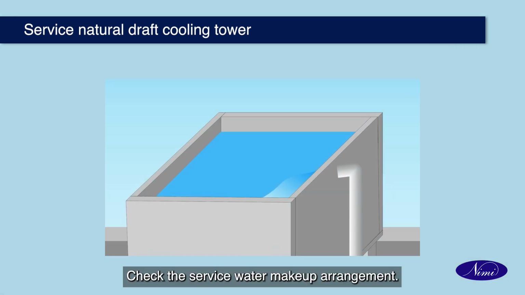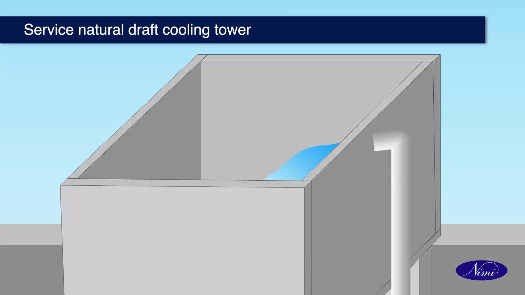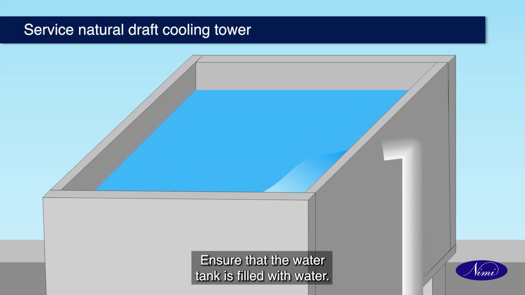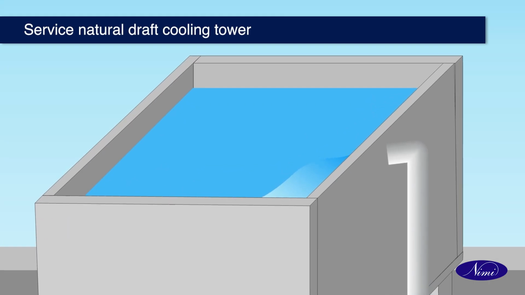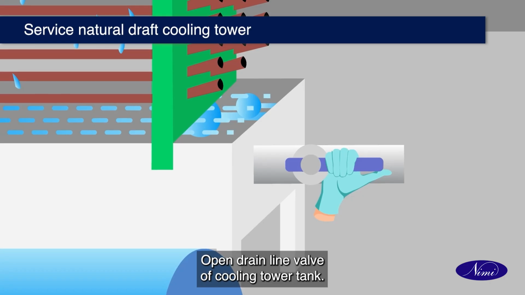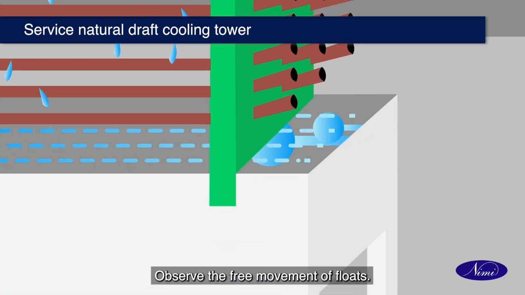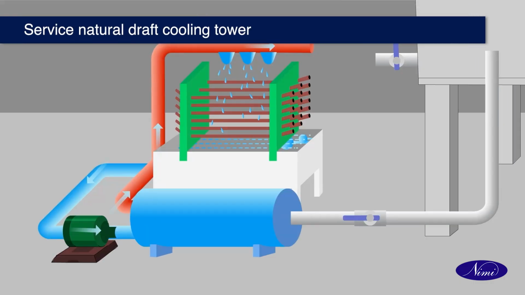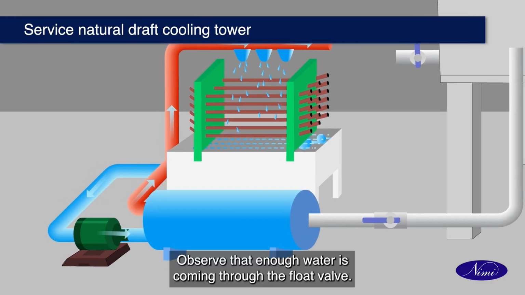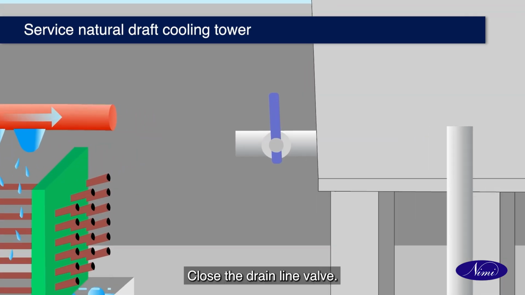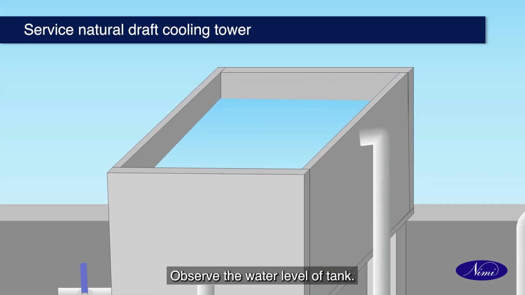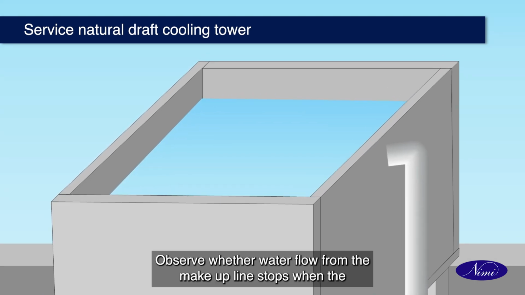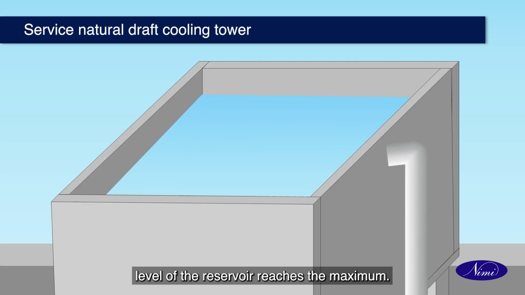Check the service water makeup arrangement. Check water levels. Stop the water circulation pump. Ensure that the water tank is filled with water. Open drain line valve of cooling tower tank. Observe the free movement of floats. Open the water makeup line valve. Observe that enough water is coming through the float valve. Close the drain line valve. Observe the water level of tank. Observe whether water flow from the makeup line stops when the level of the reservoir reaches the maximum.